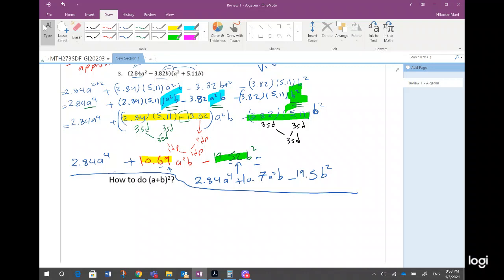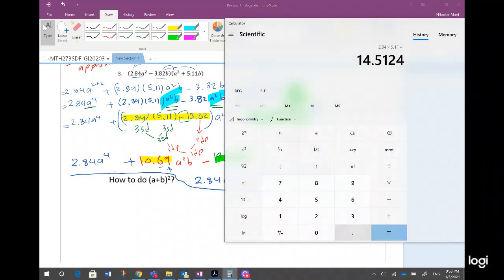Here I just want to show you with my calculator. When I do 2.84 multiplied by 5.11, I see 14.5124. Remember, I'm not changing this number, I'm not rounding here. I just round at the end. Last semester you learned you have to round at the end. That's it. You don't round in the middle at all.